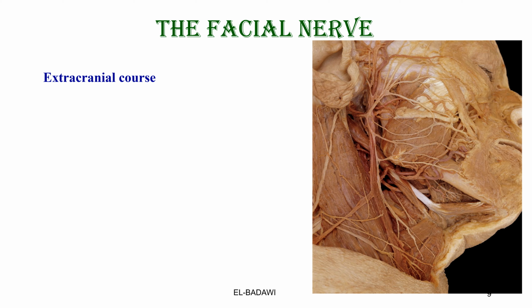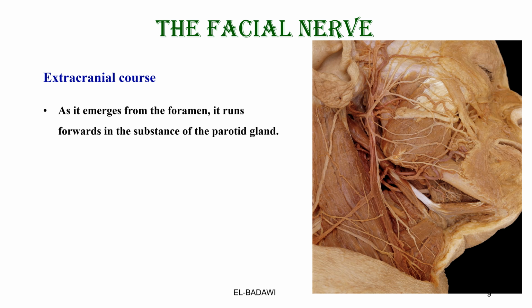The extracranial course: it emerges from the stylomastoid foramen to run forwards in the substance of the parotid gland, which has been reflected upward to show the nerve itself with its branches. It enters the substance of that gland, being the most superficial structure to the vein and the artery, the external carotid and the retromandibular vein. So that is the nerve as it comes out from the stylomastoid foramen to enter the substance of the gland.